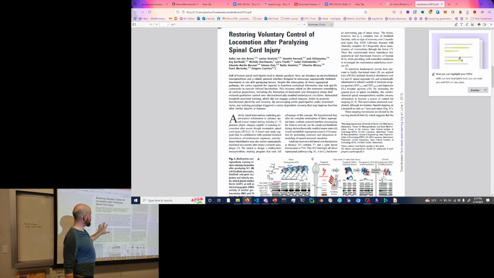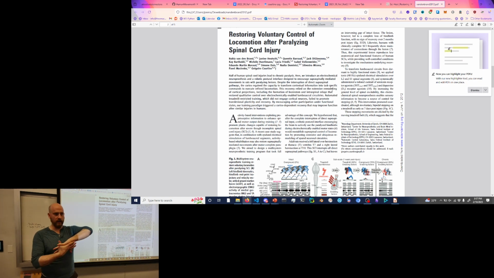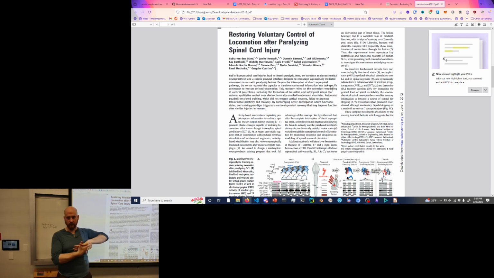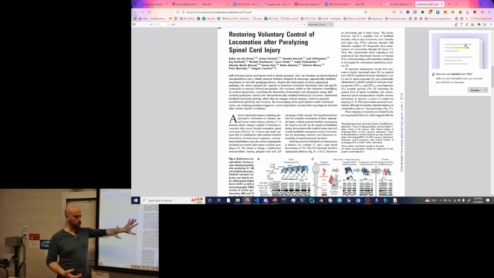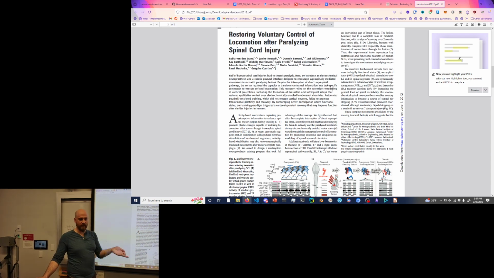So this study builds on the application in the space of trying to heal spinal cord injury, but this study is not looking at patient populations. They're not looking at people who have spinal cord injuries. They are looking specifically at rats.